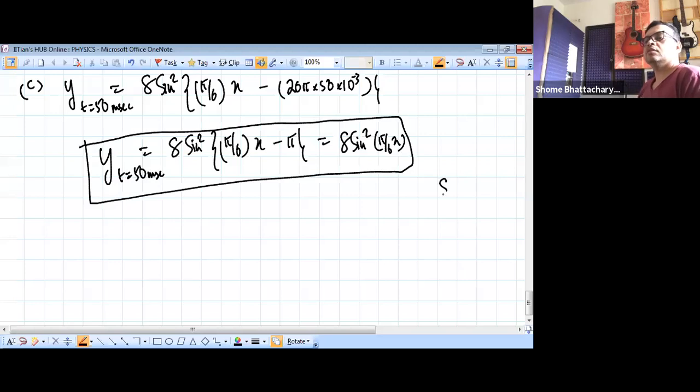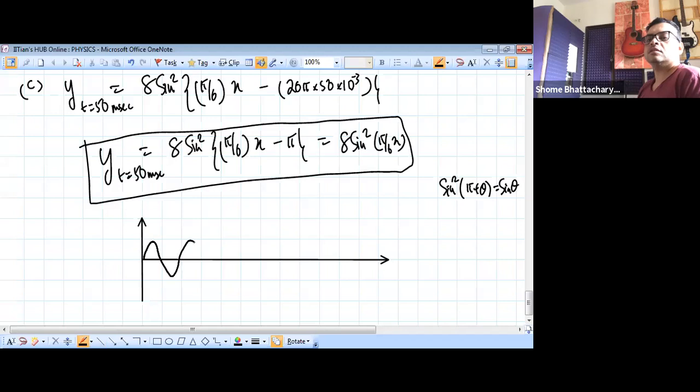You know this, that sine square of pi plus theta is sine square theta. So you're making use of that. Now you can understand what's happening in terms of the graph. The graph is shifting in such a way that it was like this, let's say, at t equal to 0. Then by the time you came to 25 milliseconds, this peak shifted here, and this stuff shifted here like this.